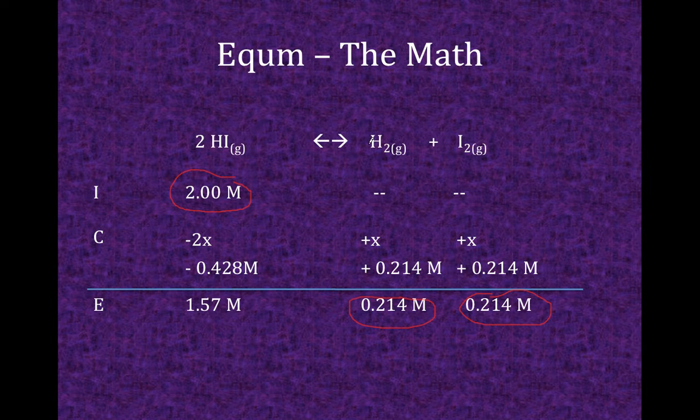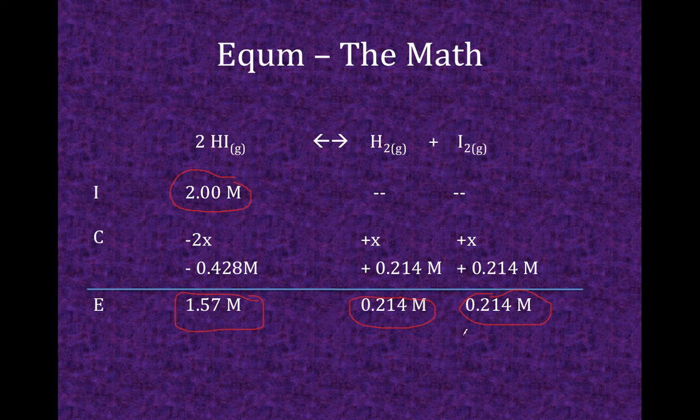Well, we have coefficients of 2 and 1 and 1. So this went up by 0.214, and this went up by 0.214. Remembering stoich from last year, we have to react twice as much of this to make that. So we take this number and we double it, and we get minus 0.428. So eventually we're going to have situations where we're not told these things, and we'd have to use algebra. We really don't have to use the algebra here. So we go 2.00 minus 0.428 big M, and we arrive at our final concentration of HI.